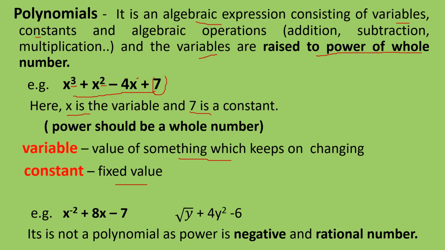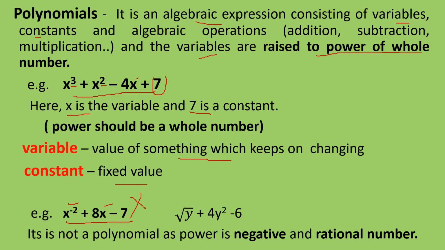Now I have written a few examples. X raised to power minus 2 plus 8x minus 7. In this algebraic expression, we have to find out whether it is a polynomial or not. The variable is x. Here the power of the variable is 1, which is a whole number, so that is okay. But here the power of the variable is minus 2. Minus 2 is not a whole number, it is an integer. That means it is not a polynomial, it is an algebraic expression.